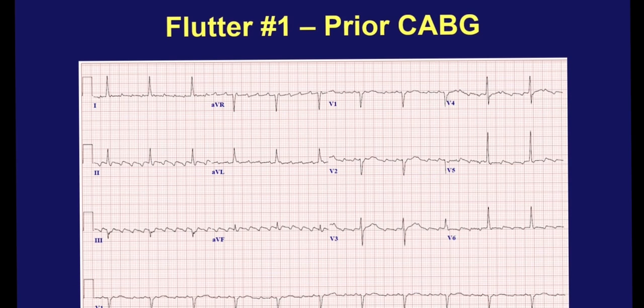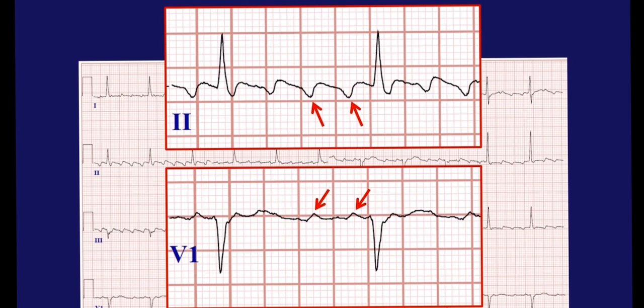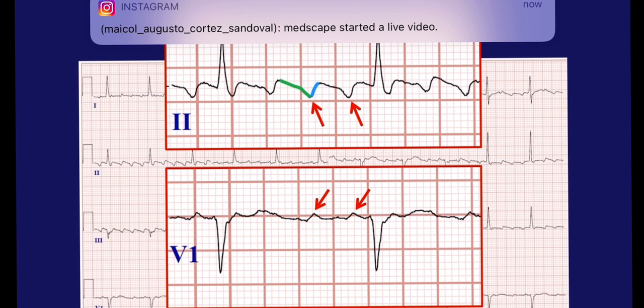Here's the 12-lead EKG, and let me zoom in on leads 2 and V1, because we reviewed before that if you see negative flutter waves in the inferior leads and positive flutter waves in V1, that is characteristic of counterclockwise right atrial flutter. And here you can also see the gradual downslope in the inferior leads, in lead 2 in this case, and the more rapid upstroke, very characteristic shape of typical counterclockwise right atrial flutter.